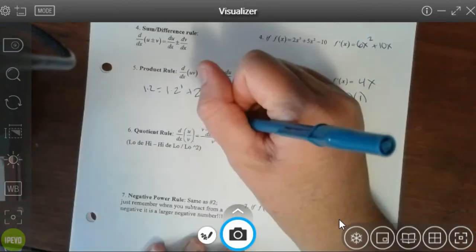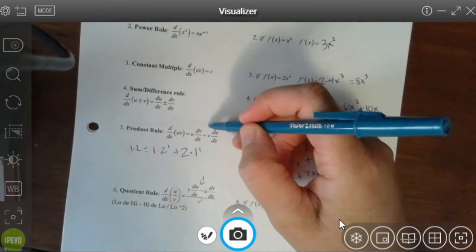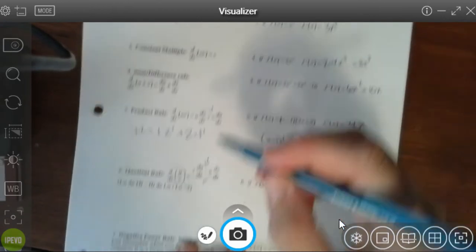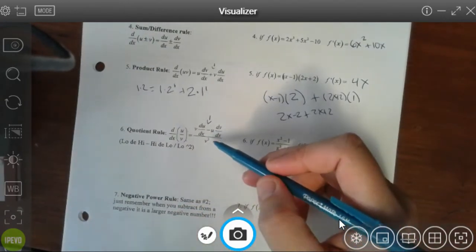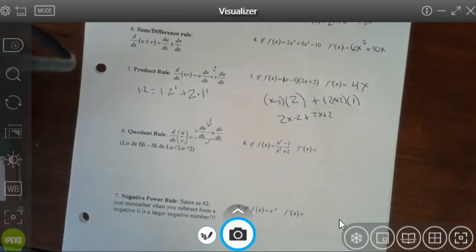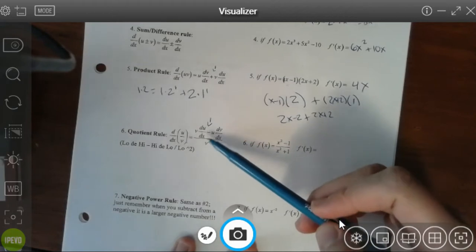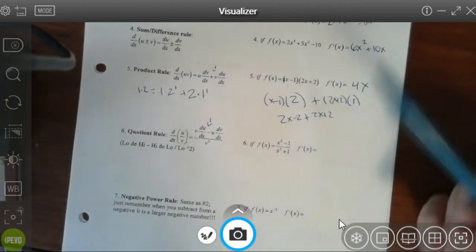And don't forget there's a minus this time. Up here in the product rule, it's a plus, but down here, when we're doing the quotient rule, it's a minus. So kind of remember, when we're doing logarithms, multiplication meant adding and division meant subtracting. So you can remember that way: division means subtraction here.